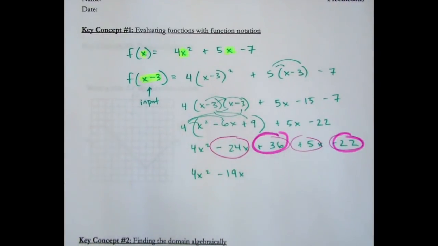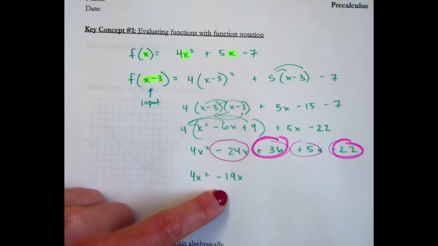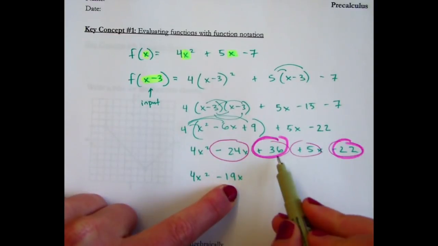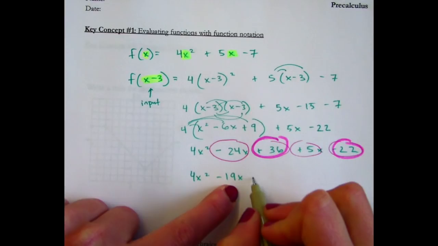Okay, so I combined the negative 24 and the positive 5 to negative 19x, and then 36 minus 22 is, and that is actually my final answer. That is my output.